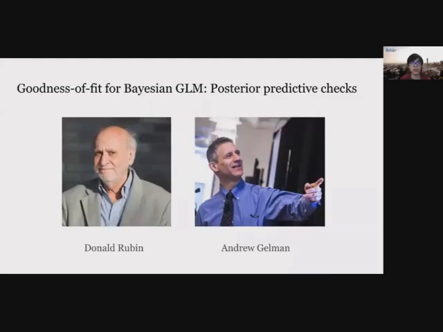Let us move on to talking about goodness of fit checks for Bayesian GLMs. It happens that the most dominant paradigm in this area is the posterior predictive check. And this is a concept that was developed by Don Rubin and Andrew Gelman, who are two of the most famous and prominent statisticians of our time.